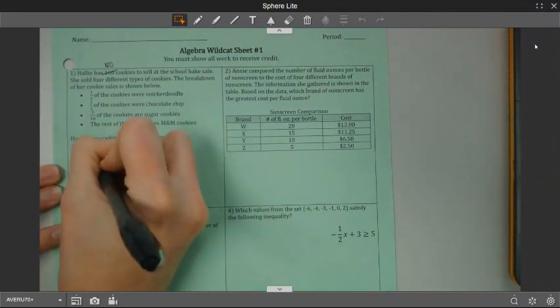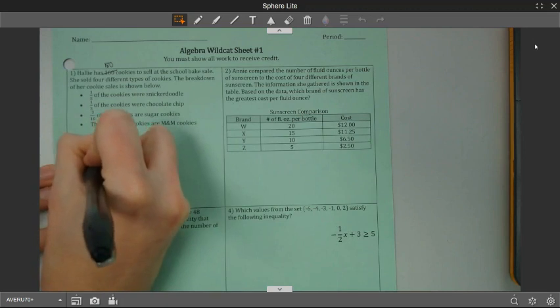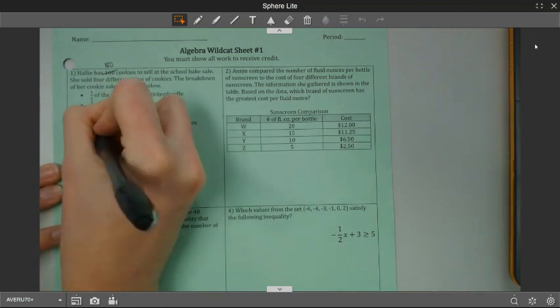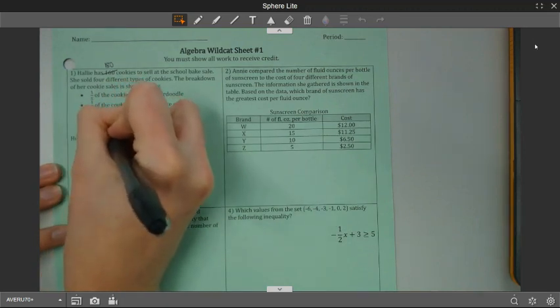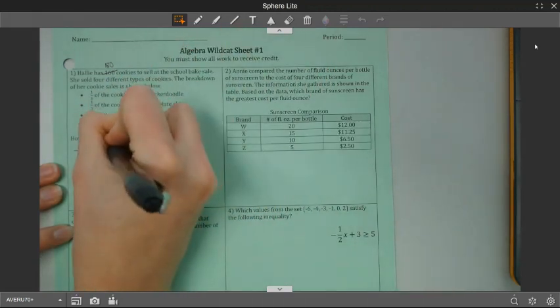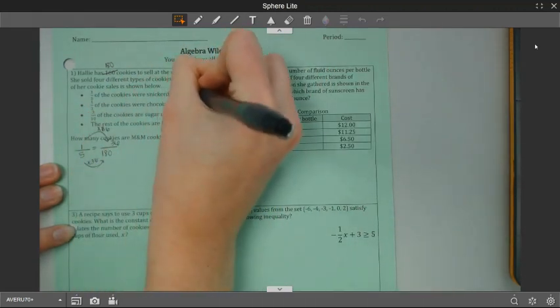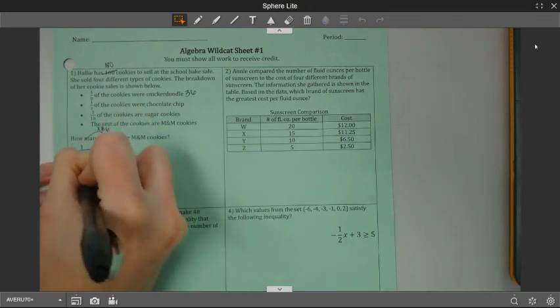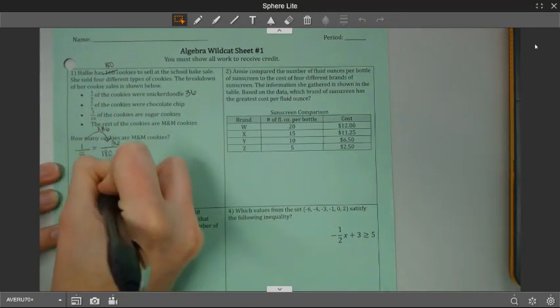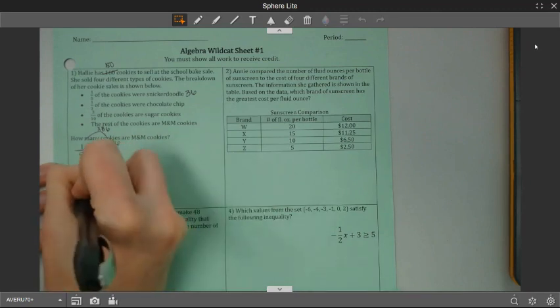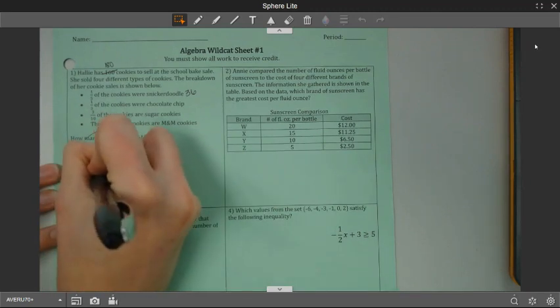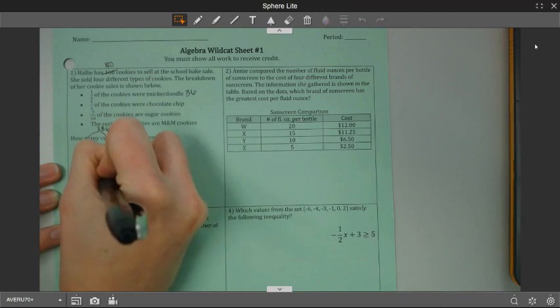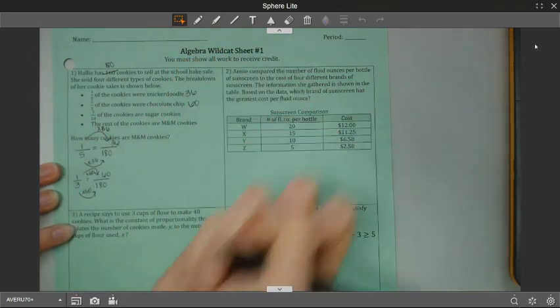So to go from 5 to 180, I multiply by 36. So on the top, I would multiply by 36, and 1 times 36 is 36. So 36 were snickerdoodle. Then we have 1/3 were chocolate chip. So to figure out what 1/3 of 180 is, 3 times 60 is 180, and 1 times 60 is 60. So 60 were chocolate chip.